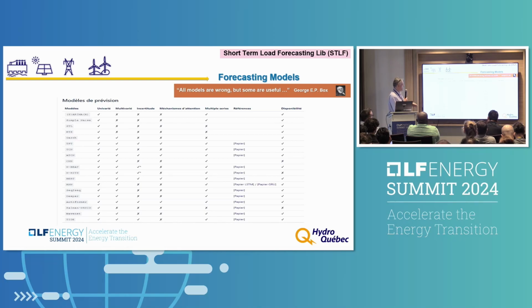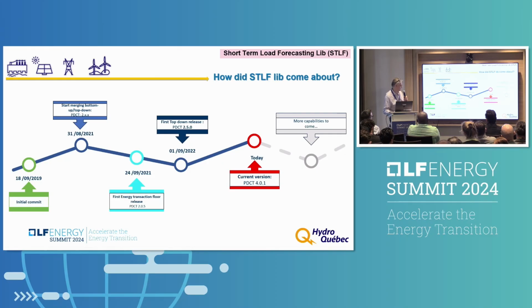This library has many models. Among them, there is a deep learning model, and I will focus for the top-down approach on the TCN model, temporal convolutional networks. We aim to use transformer networks next year in our operational area. This type of network comes from generative AI, and it is already used in the energy transaction floor.